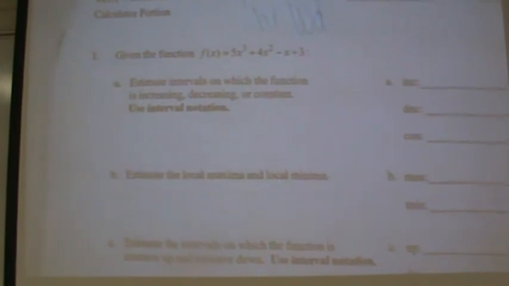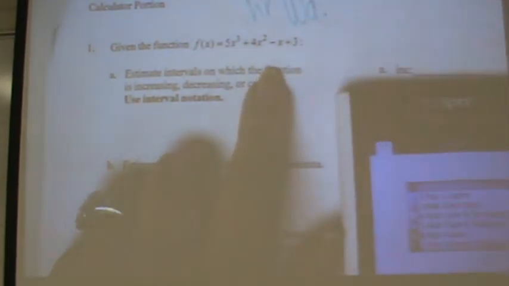Okay, let's circle the numbers. You do need to know question number 1. Do you remember this? I want you to type this in your calculator: 5x to the third plus 4x squared minus x plus 3. Type that into your calculator.